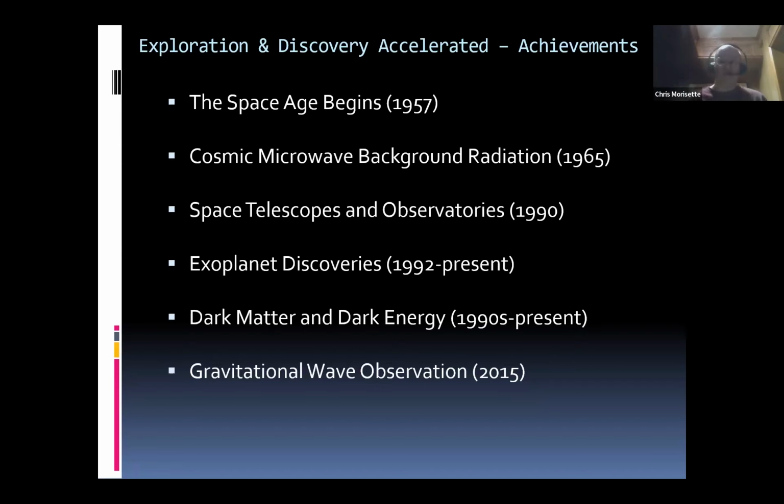Exoplanet discoveries. The discovery of the first exoplanet was in 1992, and that's just opened up a whole field of astronomy dedicated to studying planets outside our solar system. And we literally have thousands of exoplanets that have been discovered since that period of time.